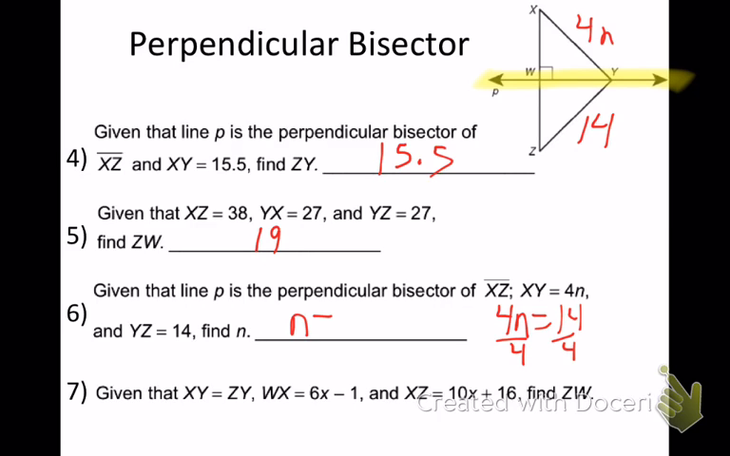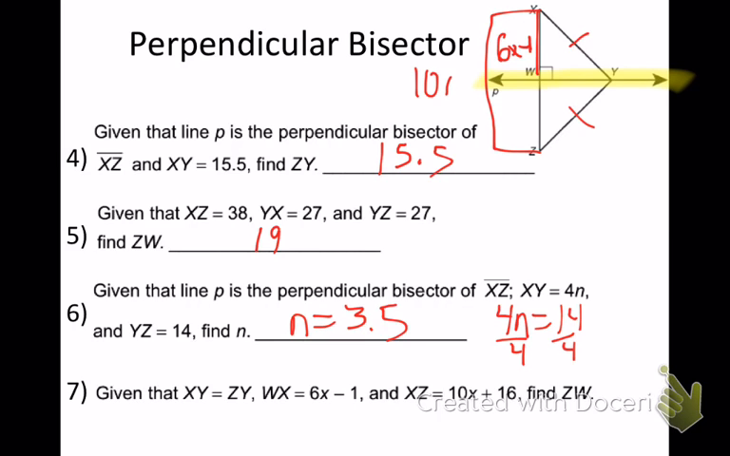N equals 3.5. Nice job, sir. All right, now the last one. This was the tough one. It says, given that XY is equal to ZY, great, WX equals 6x minus 1, and XZ equals 10x plus 16. I want to find WZ.